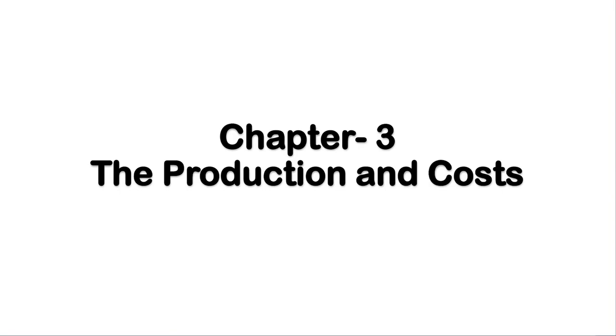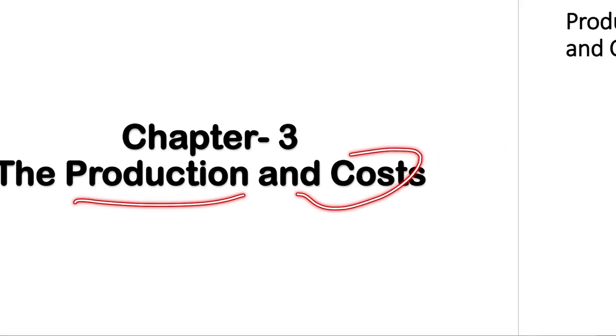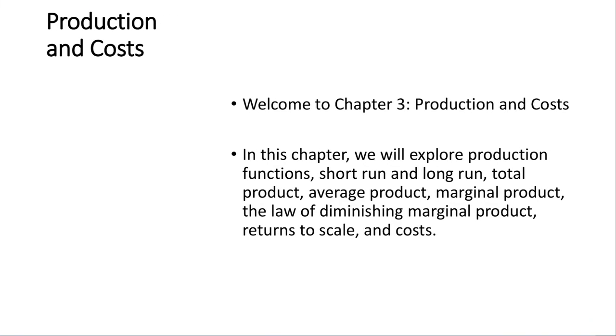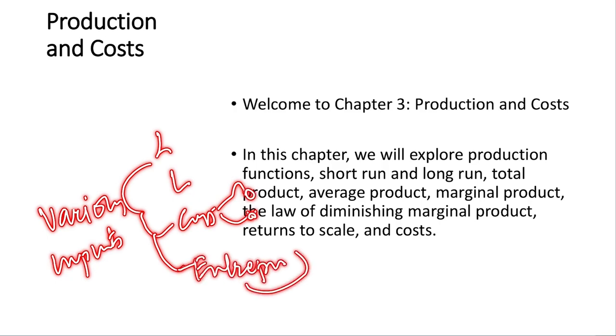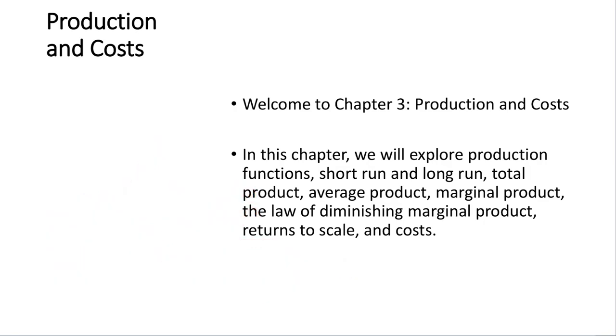Well, now come to the third chapter, that is production and the costs. Production is a complicated process. It involves various inputs such as land, labor, capital, finance or machineries, and entrepreneurship. Like it needs an entrepreneur. Someone has to start the production process, or someone has to start the process of manufacturing, right? So all these inputs, and it involves a very complicated process.